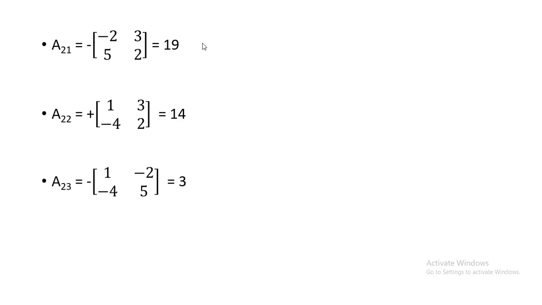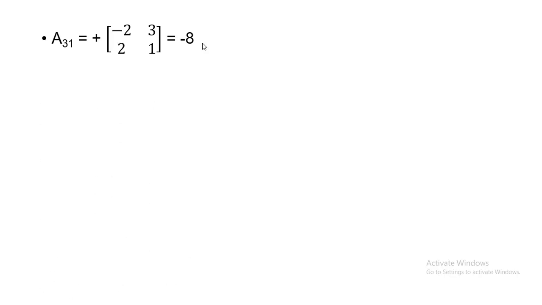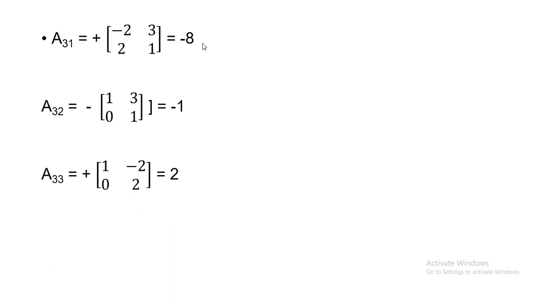We do the same thing with A23, that is second row, third column. 1 into 5 is 5, minus minus plus, 4 2s are 8. So 5 minus 8 is minus 3. And since the sign minus is multiplied with minus 3, the minuses cancel, the result is positive 3. We're going to do the same thing for A31, A32 and A33. So these are the results that we got by the end.